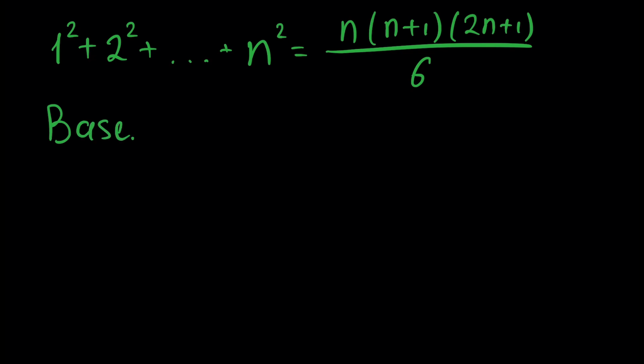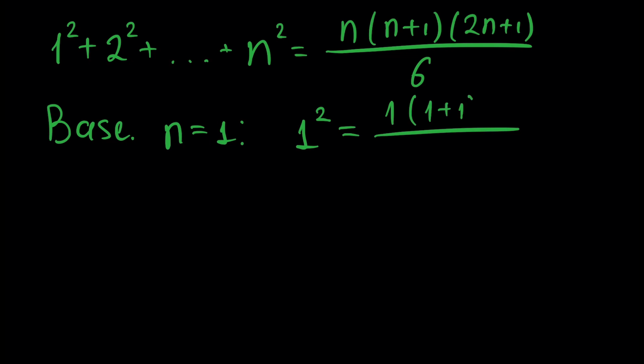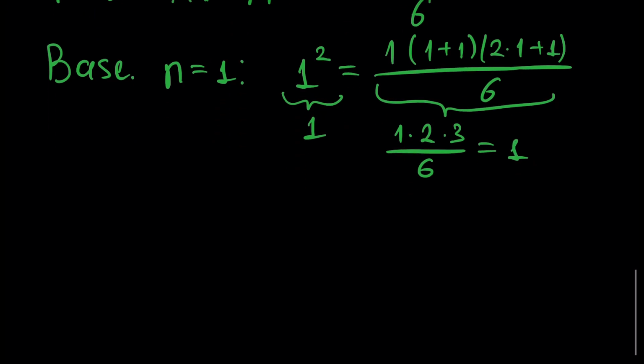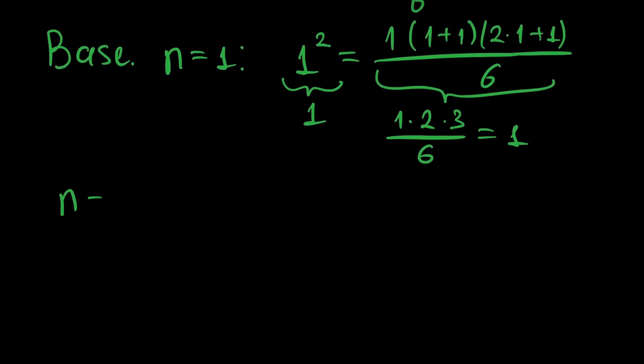Here, let's check the base of induction. Is this result true for n equal to 1? Of course, 1 squared will be equal to 1 times 1 plus 1 times 2 times 1 plus 1 divided by 6. This will be 1, and of course this will be 1 times 2 times 3 divided by 6, which is 1.